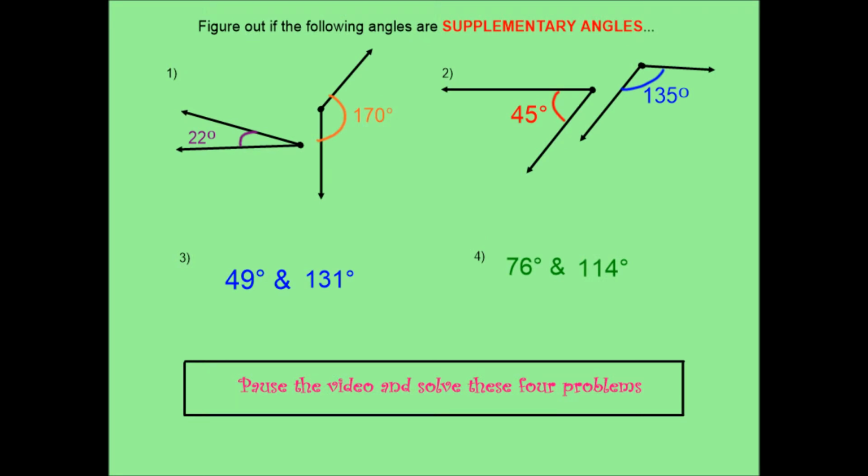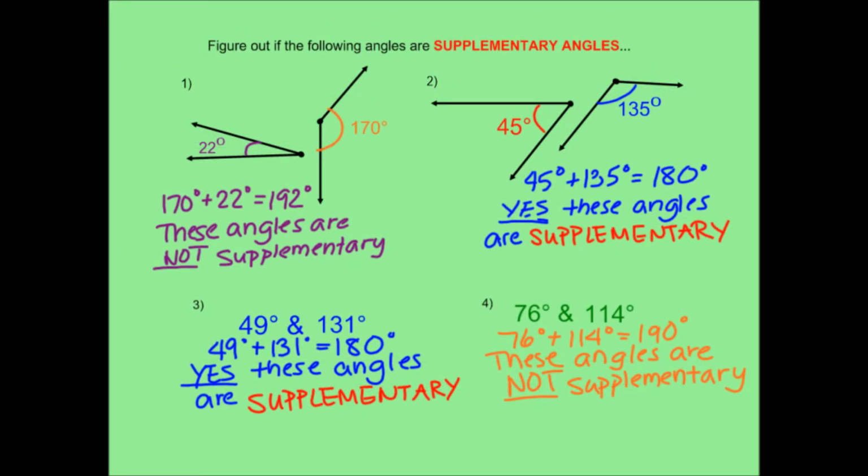Take a minute to pause the video and try to solve these four problems to find out if these pairs of angles are supplementary. Let's go over the problems. In problem number 1, the angle measures were 22 degrees and 170 degrees. When we add those two angle measures together, they total to 192 degrees. That's more than 180, so these angles are not supplementary.